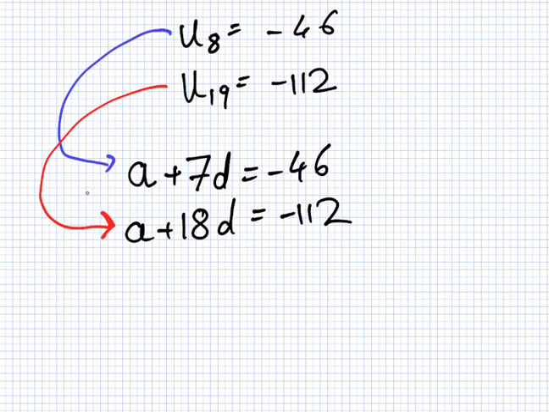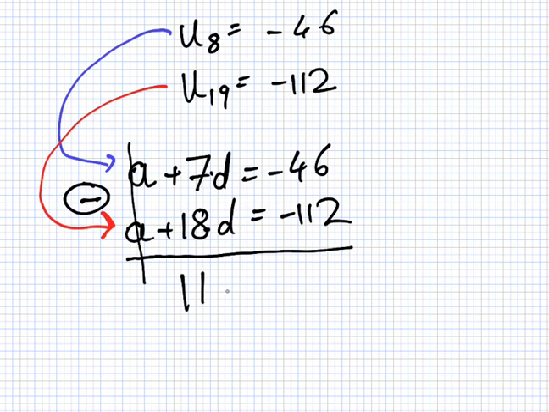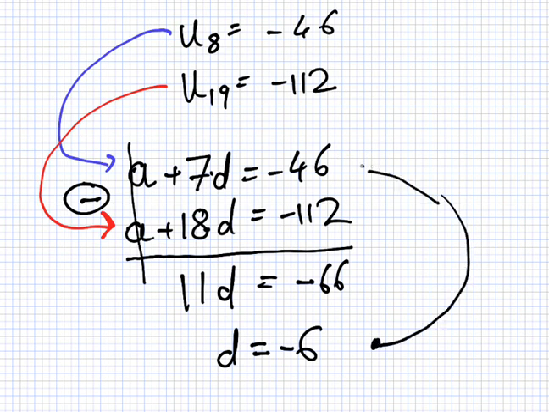Now you realise, I hope you realise, it's not difficult now to find the A and the D. What do I do here? I can just eliminate. A minus A is gone. 18D minus 7D is 11D. And thank you, with a minus. Minus 66. So then I get D equals minus 6. I can take this answer and put it back in here, and I've got my A.